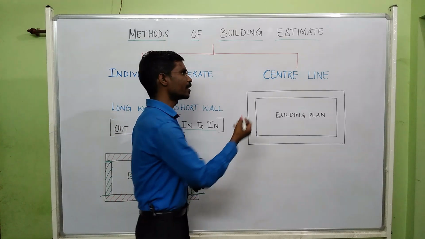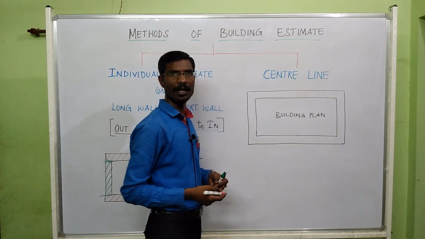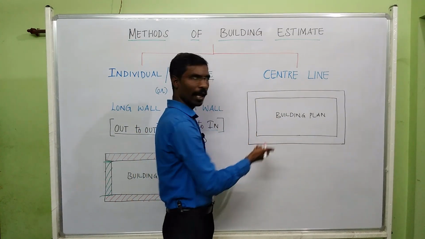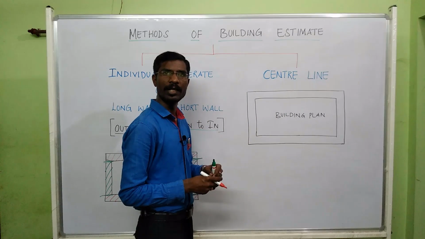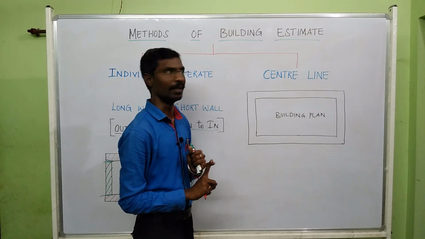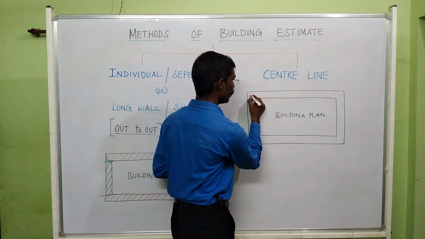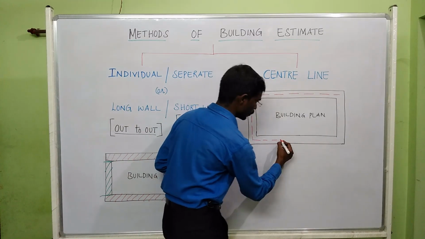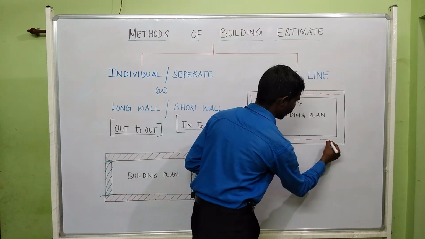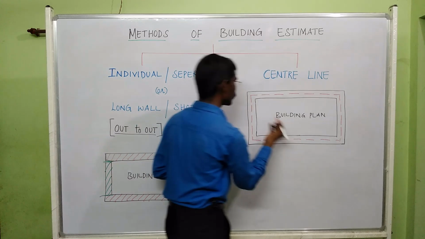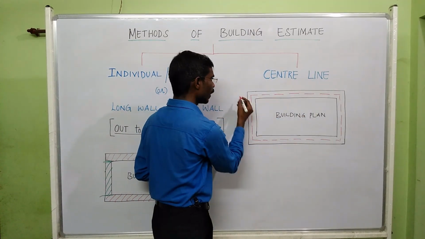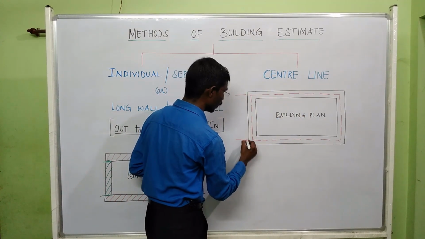The other method is the centerline method. In this centerline method, this is your building plan. In this building you first need to calculate the centerline length of your building. So make the center line. First you will calculate the centerline length of your building. Now we have marked the center line. Calculate the center line length of your building.